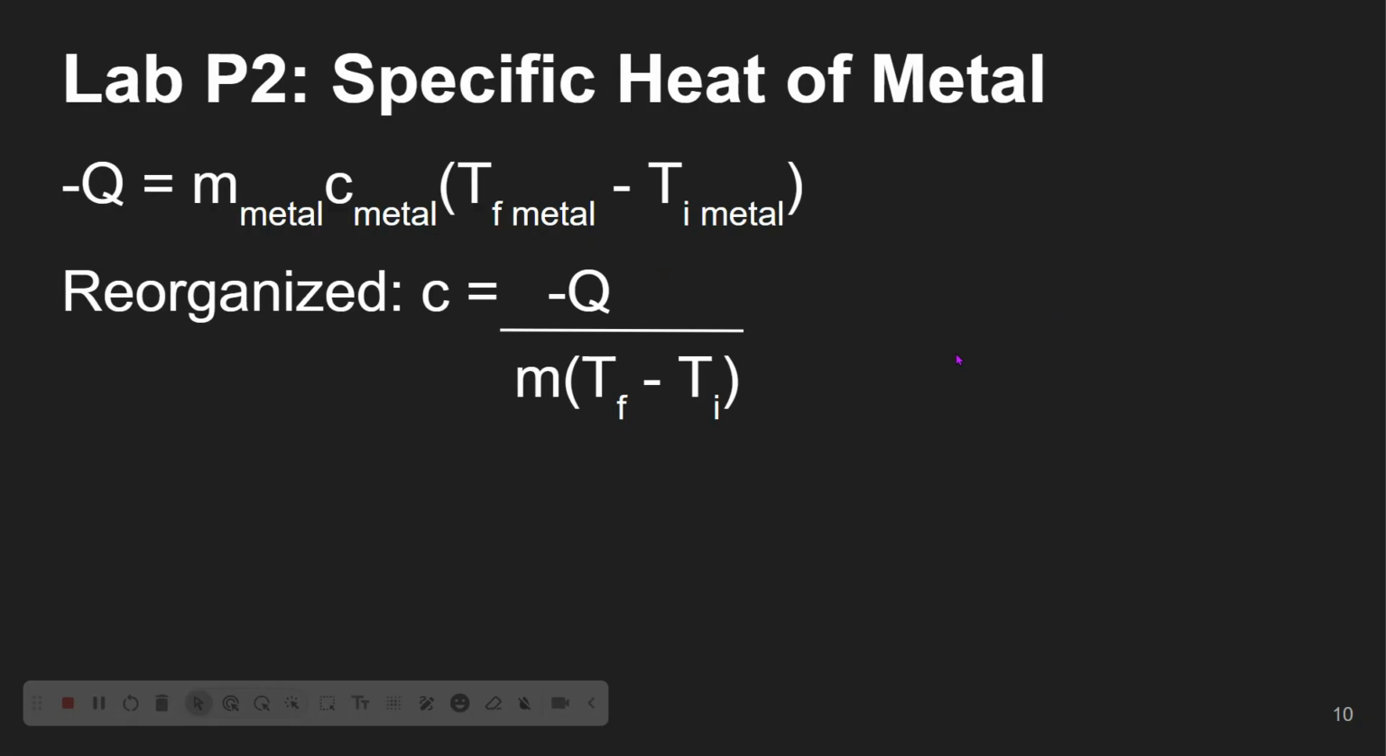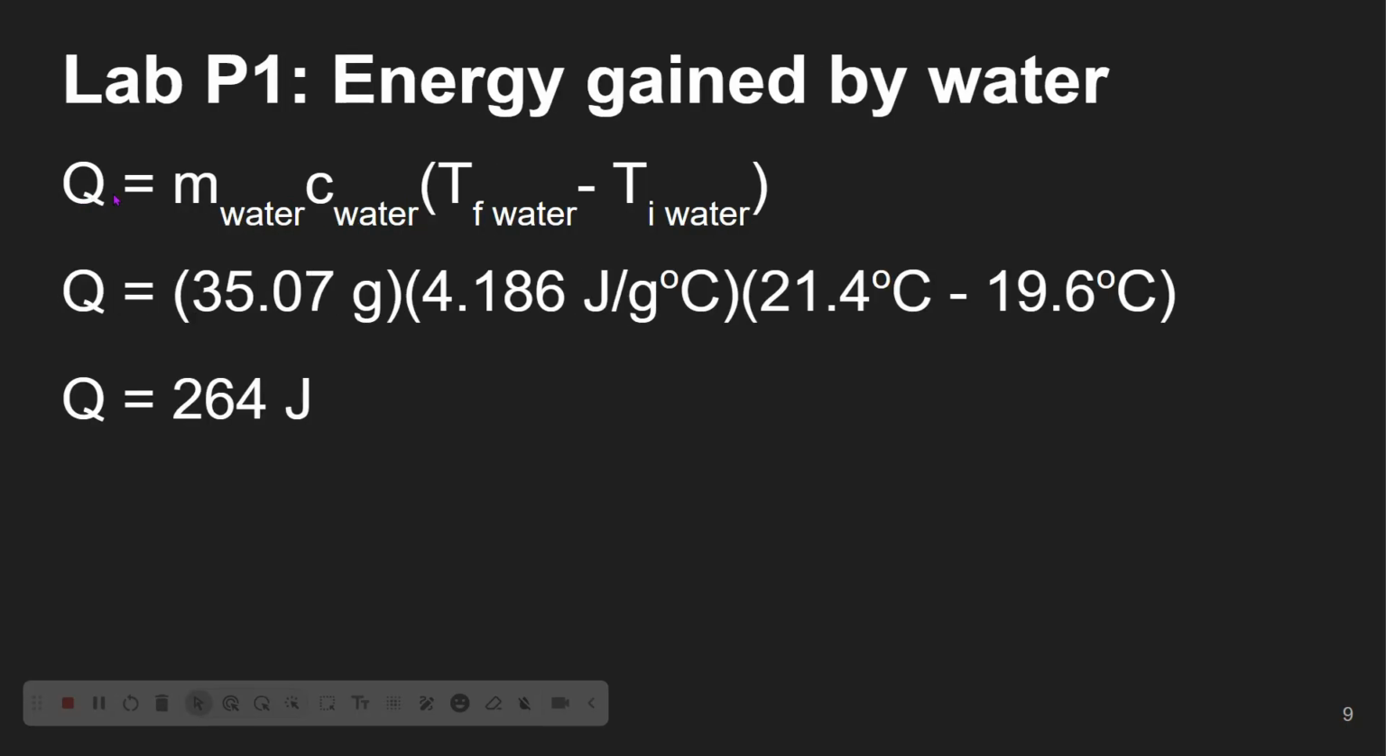If you need to pause here to carry out this calculation yourself, go ahead and do so. But now we can use that information to figure out the specific heat of the metal, because remember, the energy gained by the water is equal to the energy lost by the metal. So it's still Q equals mcΔT, but now we have a negative Q because it's energy lost. But we know this. We just figured it out on the previous step. So that would be a negative 264 joules.